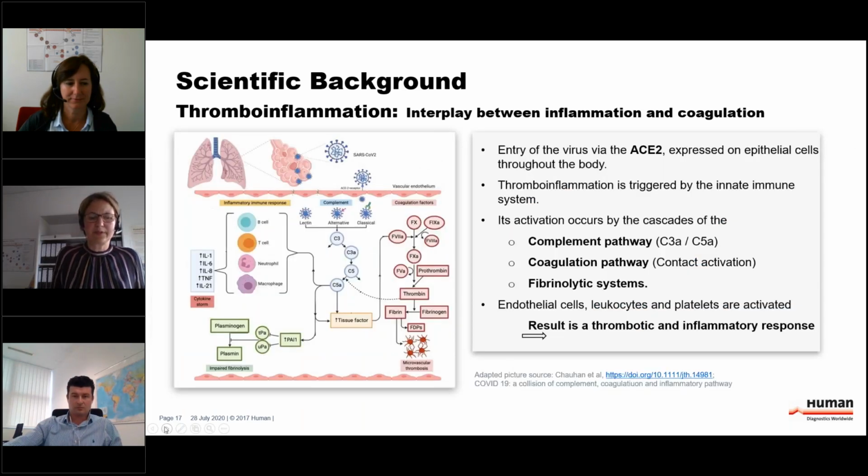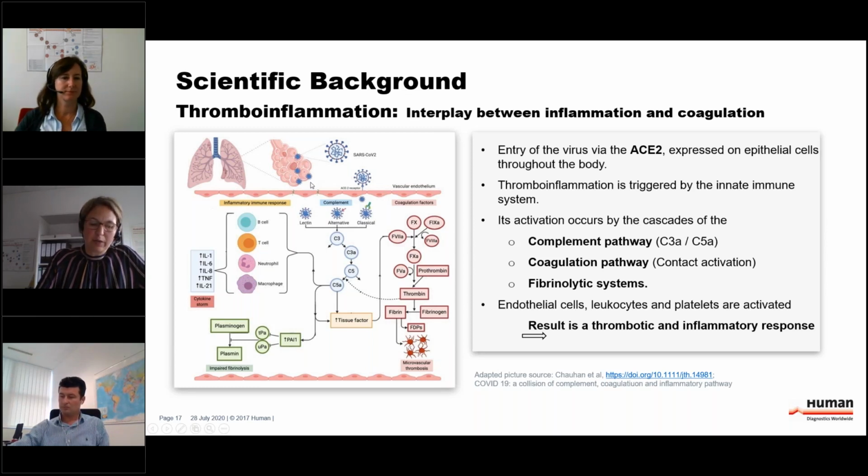But what is the proposed mechanism behind this hypercoagulable inflammatory stage in COVID-19 patients? Here it is shown in a simplified figure from a report from John et al. The SARS-CoV-2 virus binds to its target using the ACE2 receptor on human cells, and these receptors are abundantly present on the human lung and vascular endothelium.